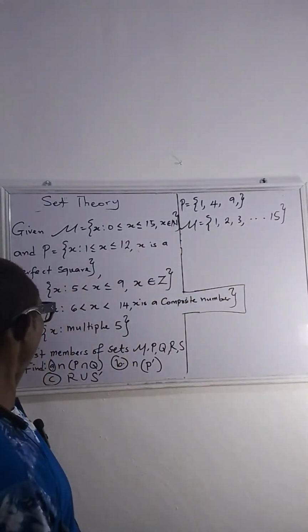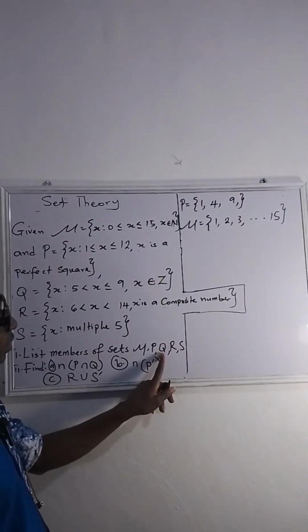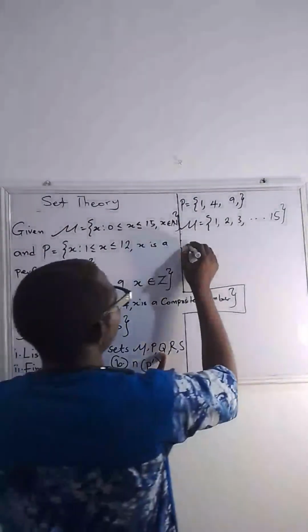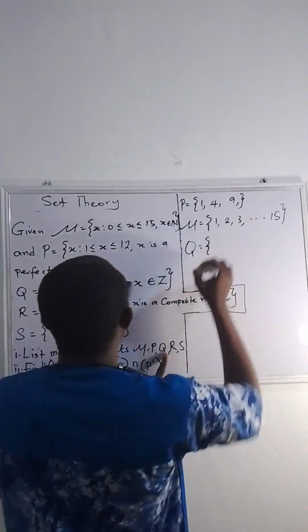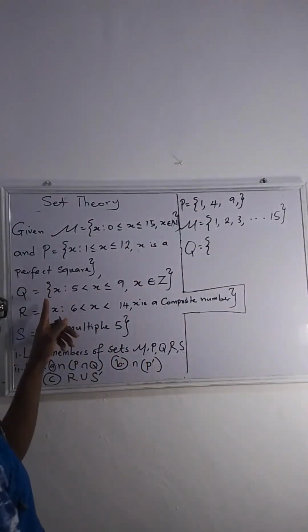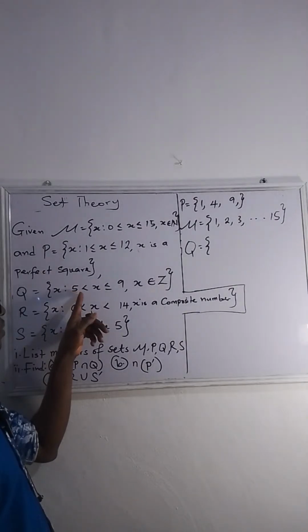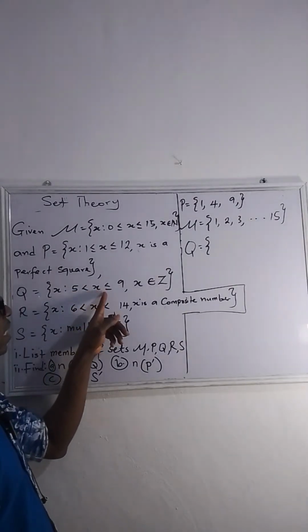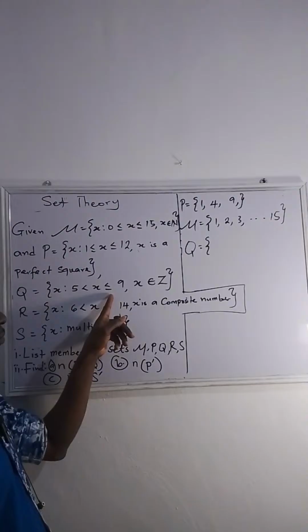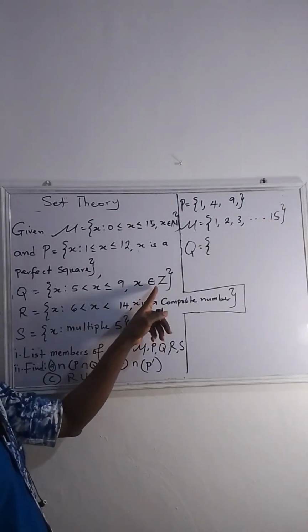Let's move to the next one. We are asked to list set Q. What do we have in set Q? Set Q is the set of x such that 5 is less than x and x is less than or equal to 9, where x is an integer.